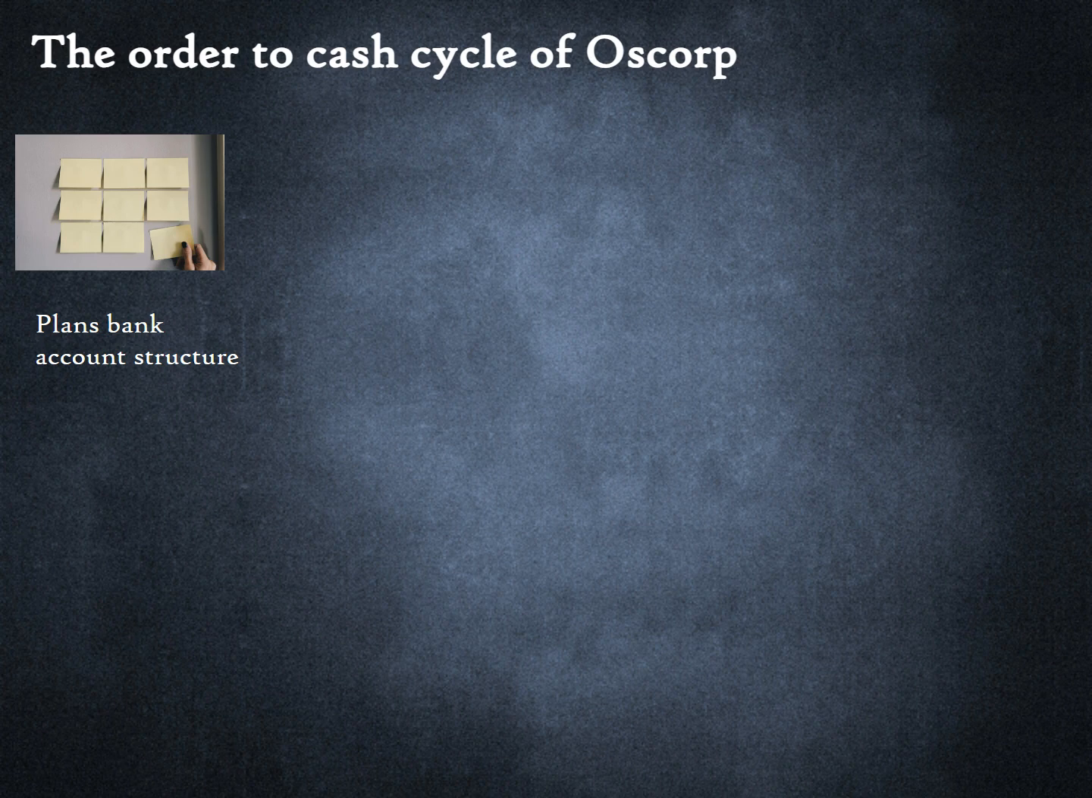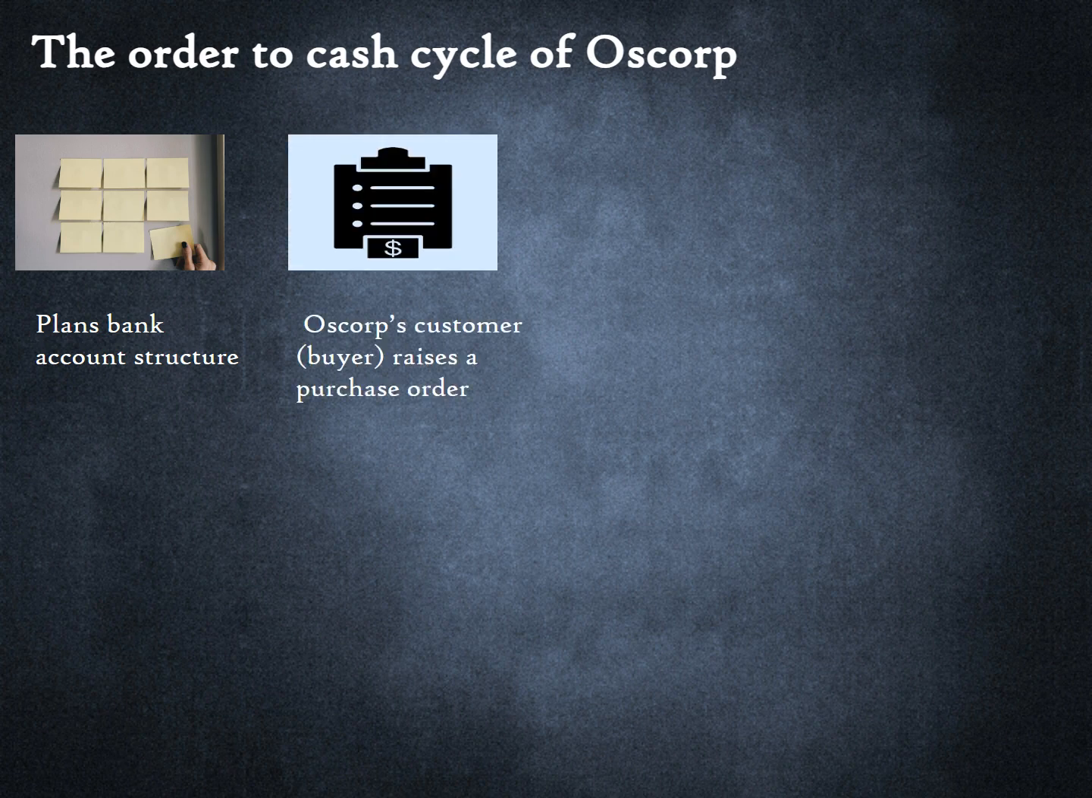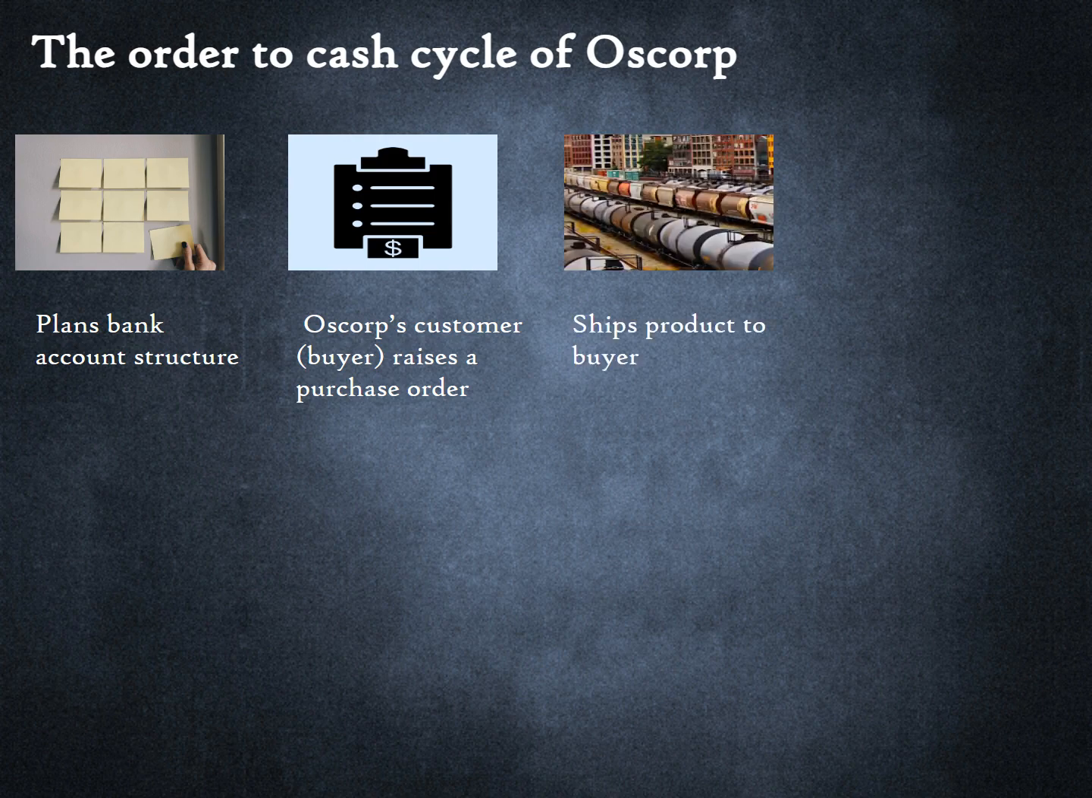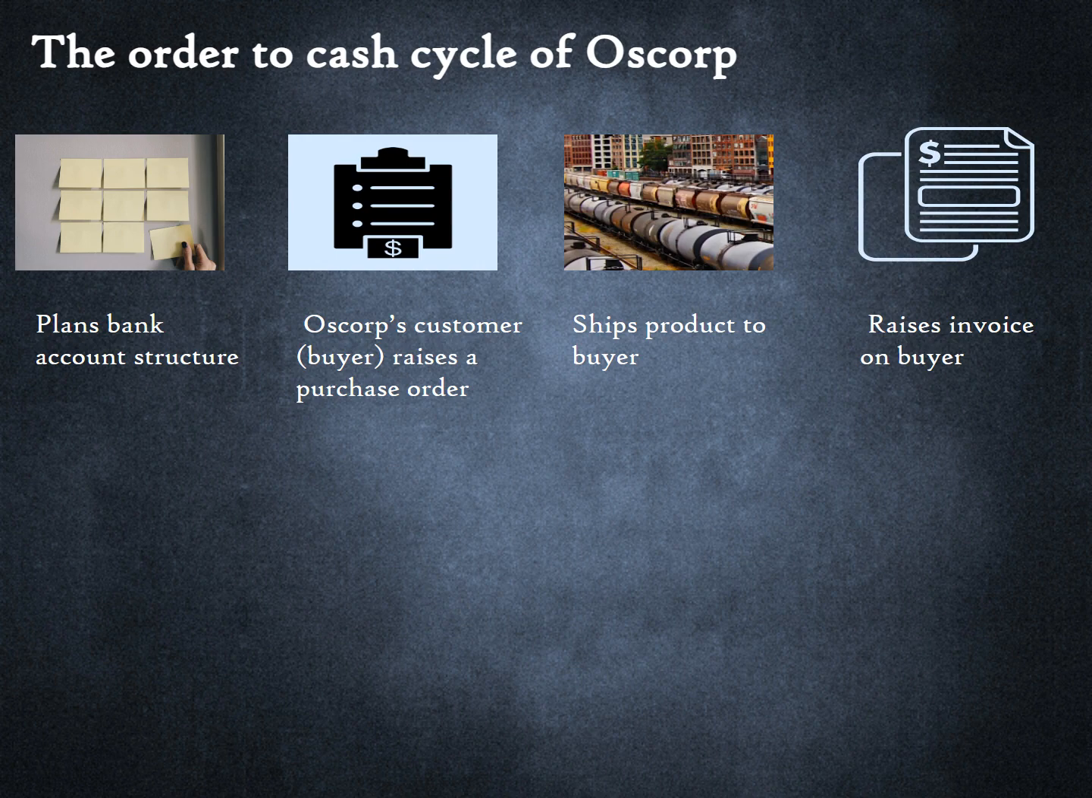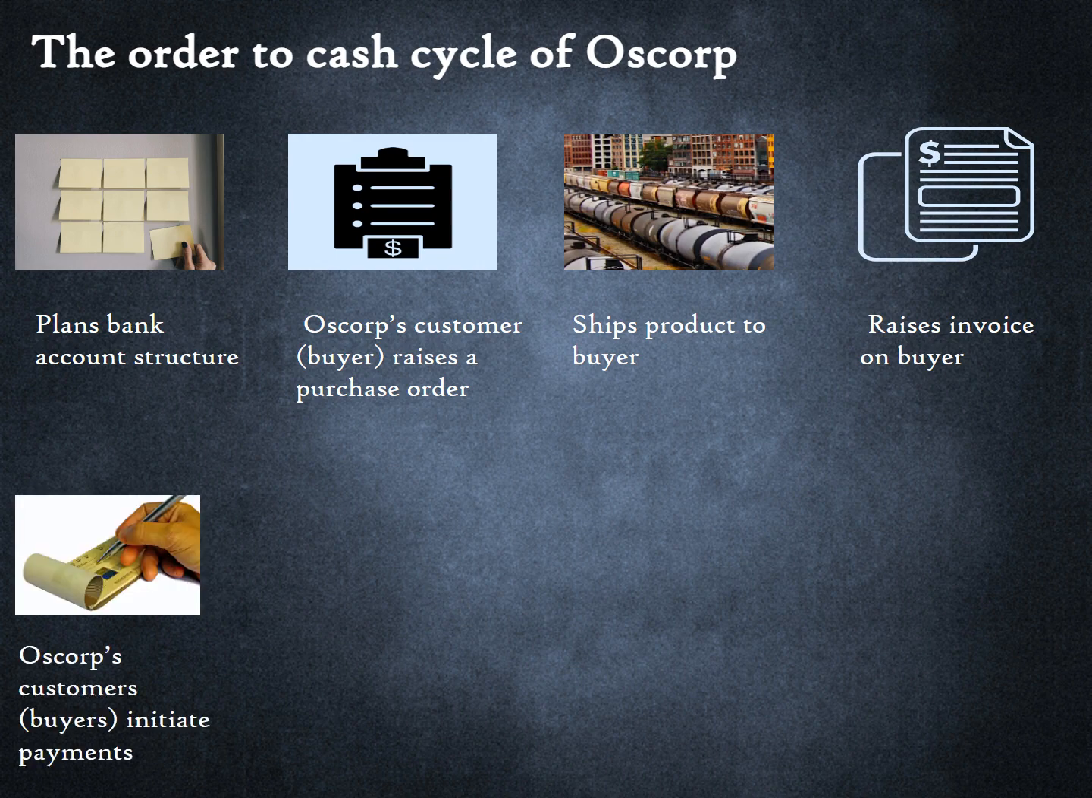After the account structure is set up, a purchase order is raised by Oscorp's customer. We will use the term buyer to refer to Oscorp's customers. Oscorp fulfills the purchase order by shipping goods and raises an invoice on the buyer. The buyer then initiates payments. The buyer may write a check or initiate payments electronically.